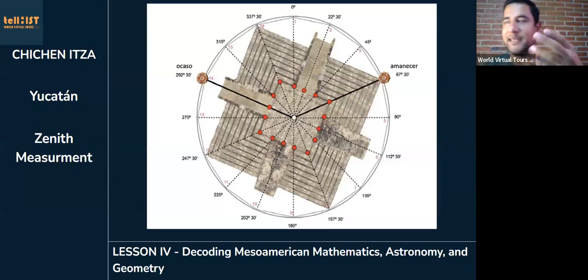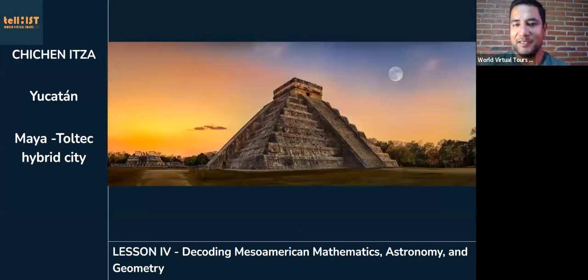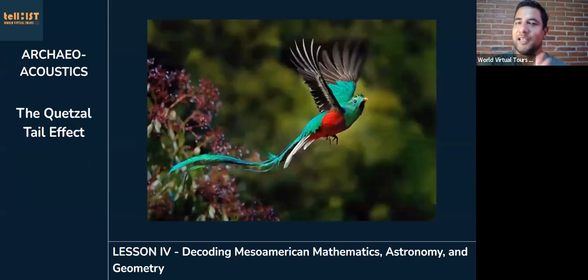For example, the zenith measurement with the pyramid that is known as the castle or the temple of Kukulkan. But also we will find in front of the stairs of the temple the phenomenon known as the Quetzalcoatl effect. Okay, speaking about archaeoacoustics.